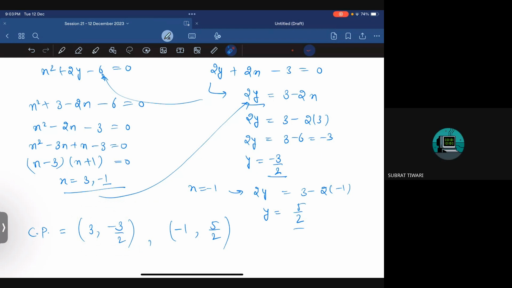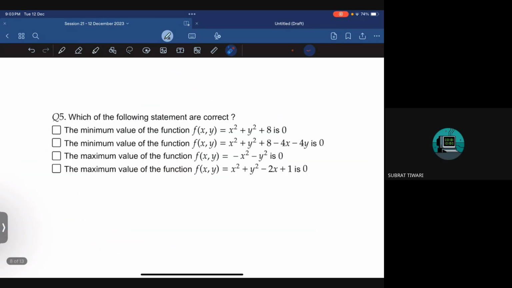Thank you. So one more question is here. Which of the following options are correct? First option, the minimum value of the function f of x comma y equal to x square plus y square plus 8 is 0. Is it correct?